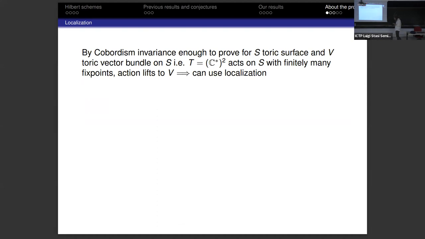So it follows that the formula, because of the cobordism invariance, we only need to know the formula for some surfaces and some vector bundles, enough to determine the formula. So we can take these surfaces to be toric surfaces and the bundles to be toric vector bundles. That means we have an action of the torus T on S, with isolated fixed points, such that the action lifts to the bundle V. And we can therefore use the localization formula.